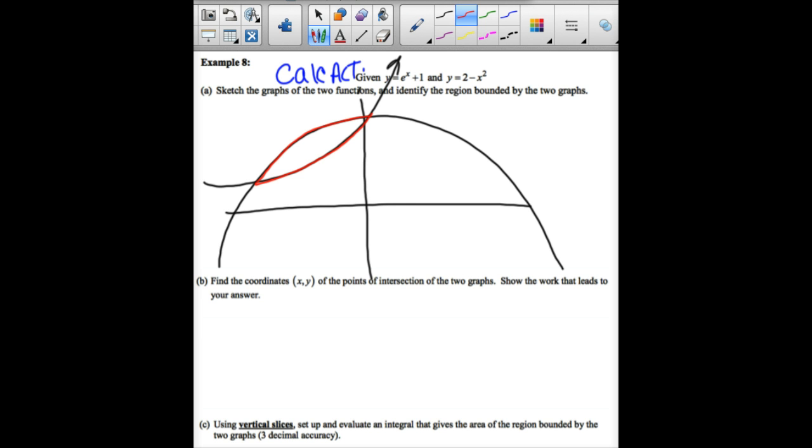If it was your choice, based on the equations and based on the region, and if you're going, I don't know, should I do vertical or horizontal? Your go-to is vertical, and that's perfect here. Because the top function is always the parabola, and the bottom is always the exponential. So if it were your choice, you'd go vertical.